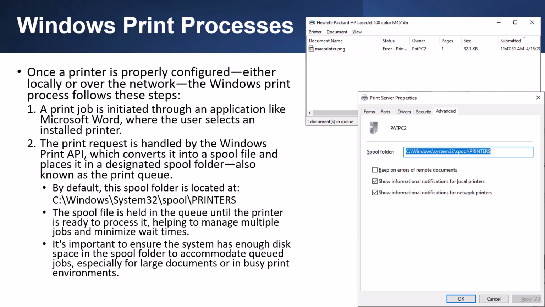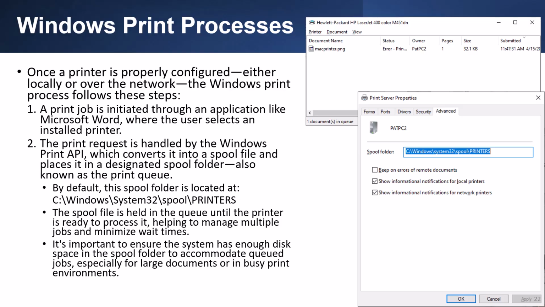Once a printer is properly configured, either locally or over the network, the Windows print process follows these steps. A print job is initiated through an application like Microsoft Word, where the user selects an installed printer. The print request is handled by the Windows Print API, which converts it into a spool file and places it in a designated spool folder, also known as the print queue. By default, the spool folder is located at /Windows/System32/spool/printers.